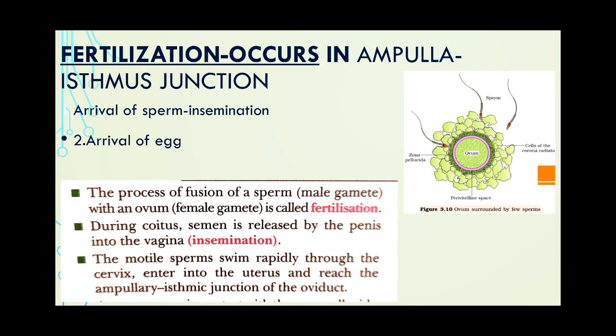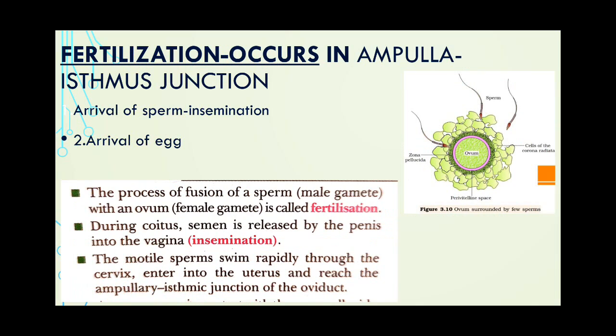Okay, so basically it is the fusion of the sperm nucleus and the egg nucleus, that is the pronucleus, which restores the diploid number of chromosomes, and it results in the diploid zygote. Okay, now there are various processes, meaning the stages through which this fertilization process occurs. First we can say arrival of the sperm and then the arrival of the egg.